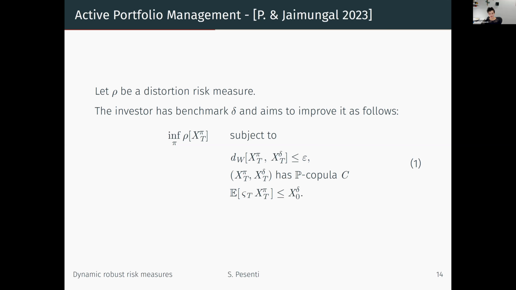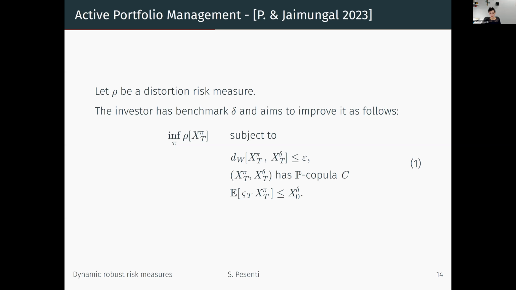So we want that the expected value, where sigma here is the state price density, is smaller or equal to a pre-specified value. And what you can also add here is a specific state-by-state dependence. So you want, for example, that your portfolio is comonotonic with the benchmark, or has a specific dependence structure. That would be the third constraint that we add.